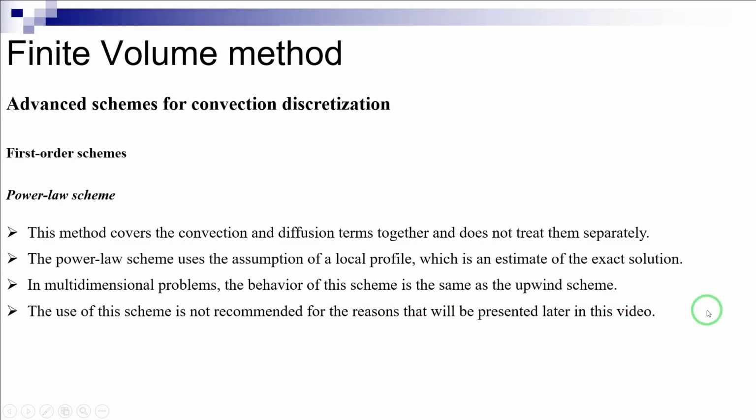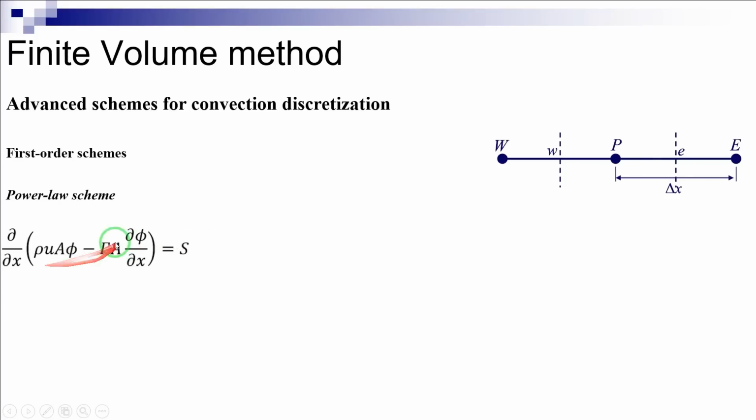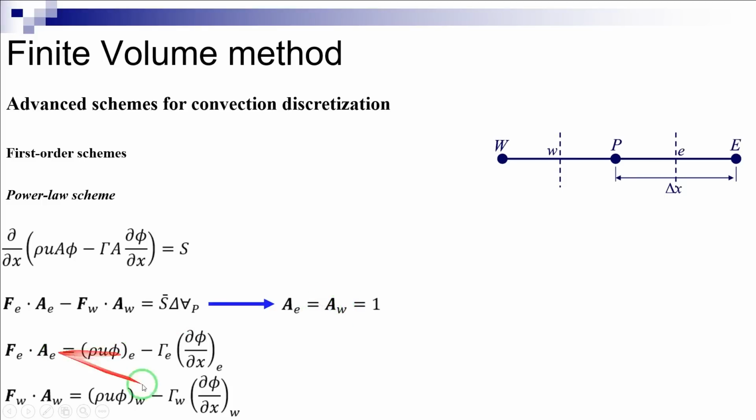The one-dimensional steady-state convection diffusion equation is written as follows. By integrating this equation over the control volume P as shown here in this figure, we will have this equation. The assumption of the one-dimensionality of the problem yields this equation. The surface areas are equal to 1, which means that the fluxes on the eastern and western control volume surfaces can be written as follows. To estimate the values of phi together with the values of its gradients on the eastern and western control volume surfaces, the scalar variable phi needs to be expressed as a function of x.